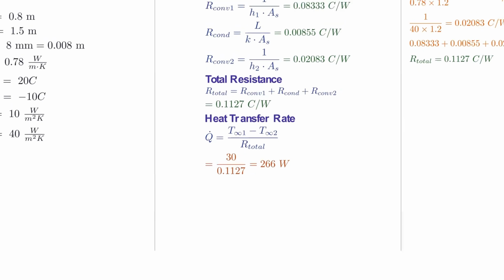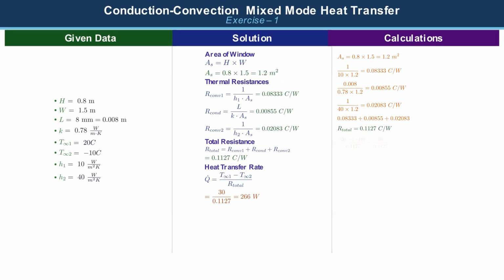This is the rate at which heat is escaping from the warm room to the cold outdoor environment, 266 watts, continuously on a steady basis. That's quite significant for a single window. Now for the second part, finding T1, the temperature of the inner glass surface.